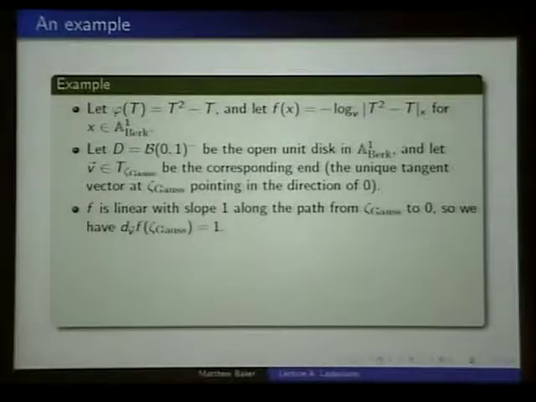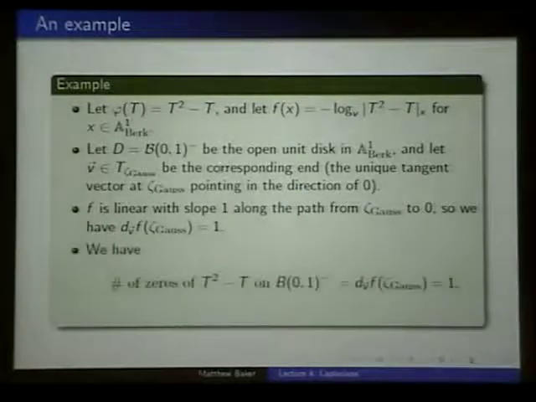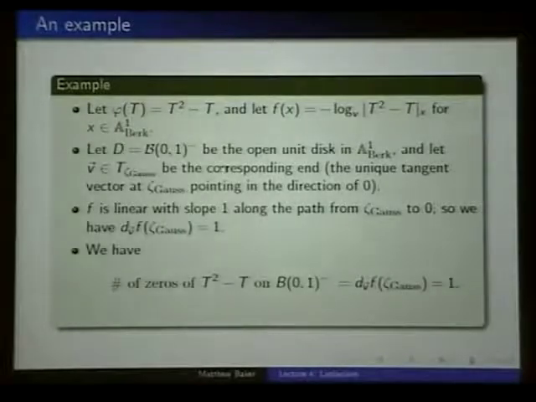If x corresponds to a disk, it's just the sup norm along that disk, and so we're just measuring the change in the sup norm along some path. And so this directional derivative at the Gauss point is 1, because going down towards 0, this function has slope 1. And indeed, the number of zeros in the open unit disk of t squared minus t is 1. And so this corresponds to the derivative at the Gauss point.